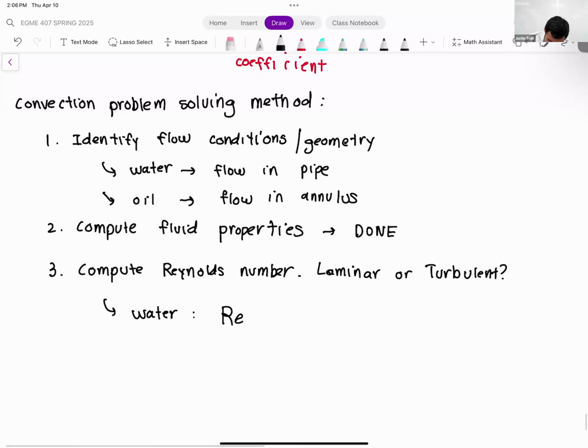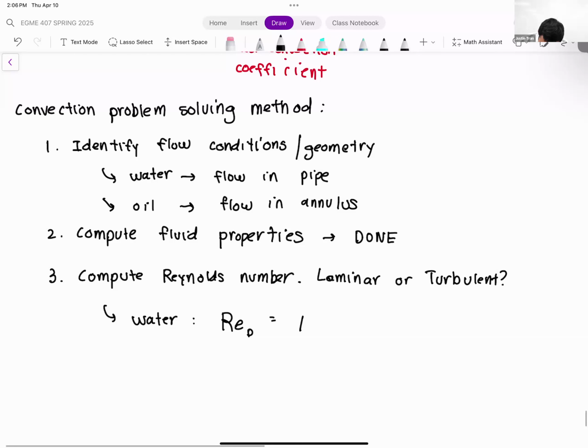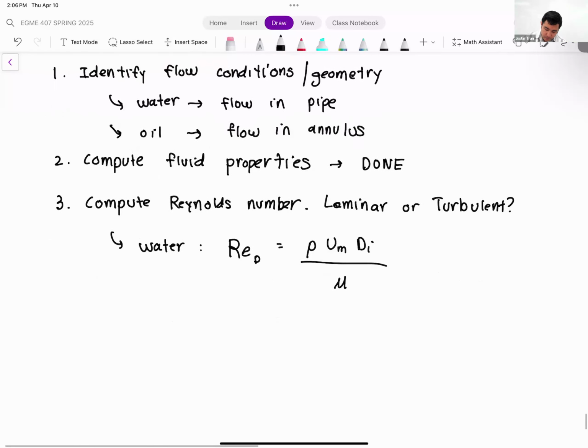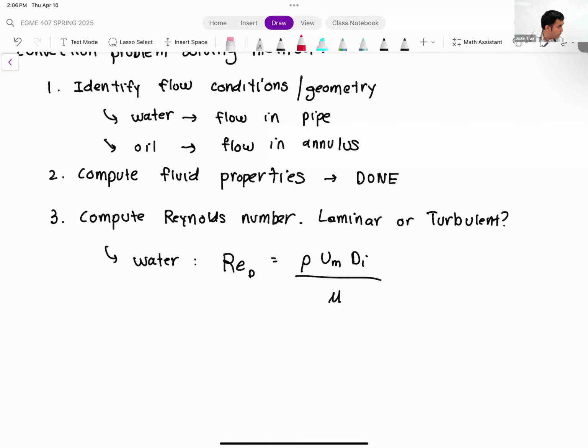Okay, so the Reynolds number, and remember, since we are in internal flow, we're going to do the Reynolds number based on the diameter of the pipe. That's equal to density of the water multiplied by its mean velocity, multiplied by the inner diameter, divided by its dynamic viscosity. So we're not explicitly given the mean velocity here, but we can compute this based on the mass flow rate.